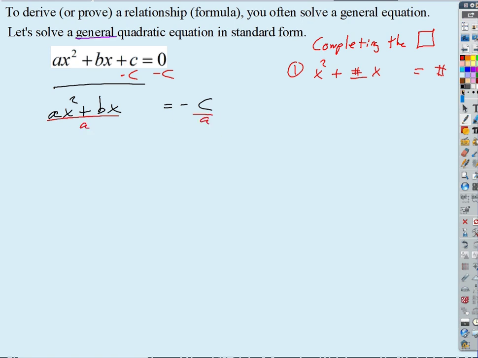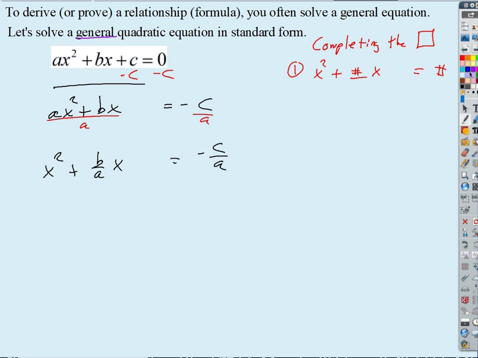And if I do that, I can split this up into separate fractions. Ax squared over a, well that gives me my x squared, that was the whole point. Plus, now here I'm going to have b divided by a times x. B divided by a is just some fraction, right, some number, equals negative c over a. So we did it, right? Done with step one.